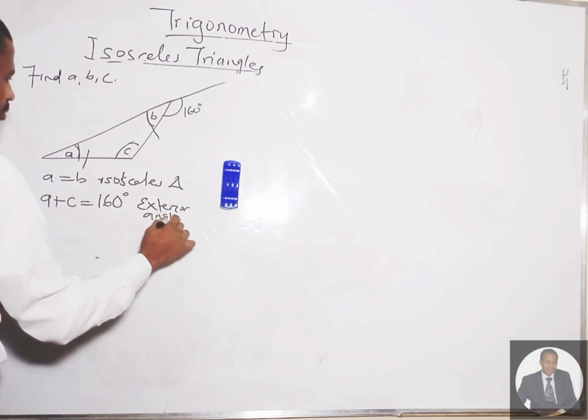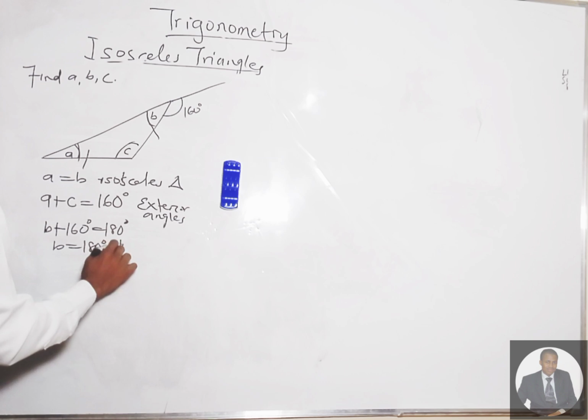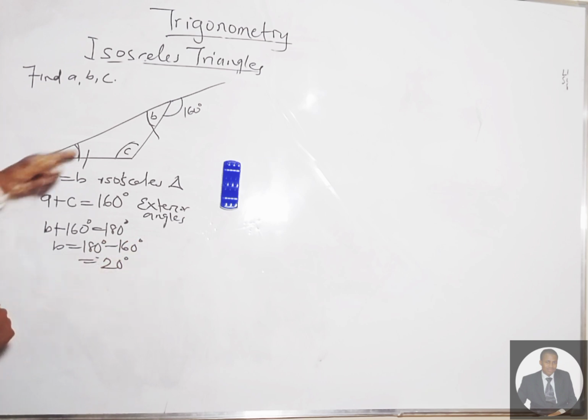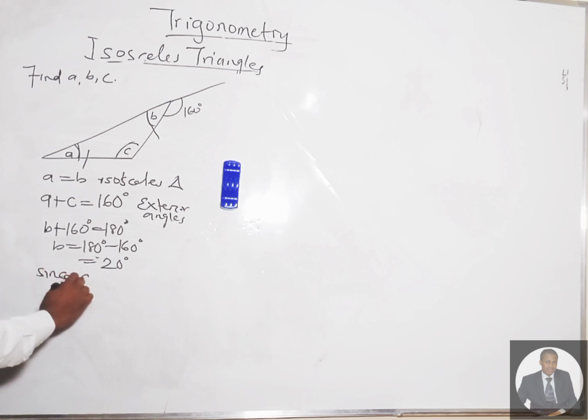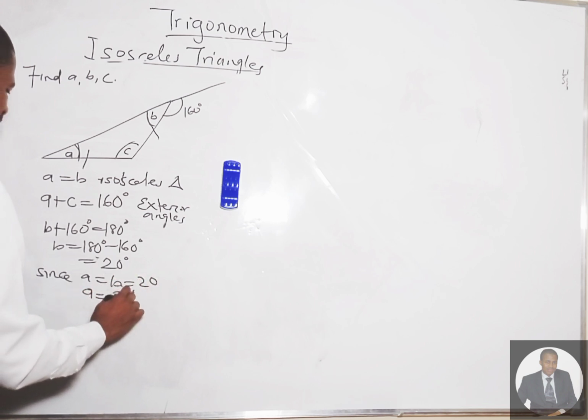So, how do we do our work? This is a straight line. Angles on a straight line give us 180. So, B plus 160 equals 180 degrees. B equals 180 degrees minus 160 degrees. And that gives us 20 degrees. So B is 20 degrees. Now, since A equals B and B is 20 degrees, it means that A is also 20 degrees.